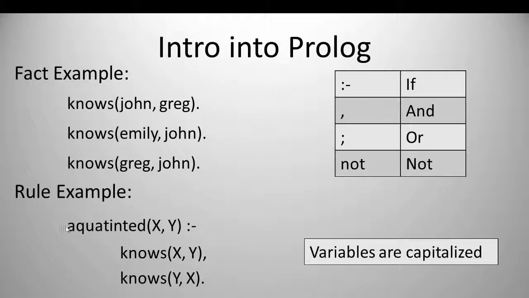And this would be something like a rule, where you have the rule acquainted(X, Y), where X and Y are variables because they're capitalized. Any capitalized letters anywhere in the program are considered variables, so you have to be careful about the cases of letters. What this is saying is that X and Y are acquainted if and only if X knows Y and Y knows X.